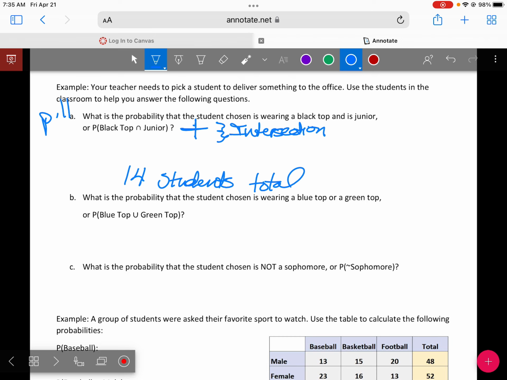5 that have both. So when you say and, it has to have both of them. So that is going to be 5 that have a black top and are a junior. So they had to have both. So we're not adding and subtracting. They have to have both qualities when we use the word and. Any questions on that?